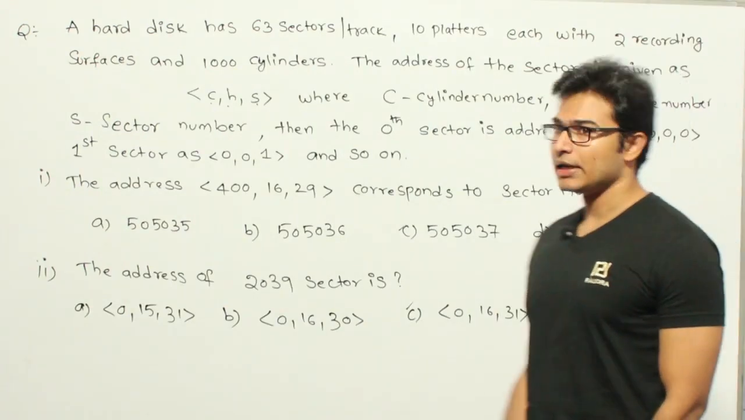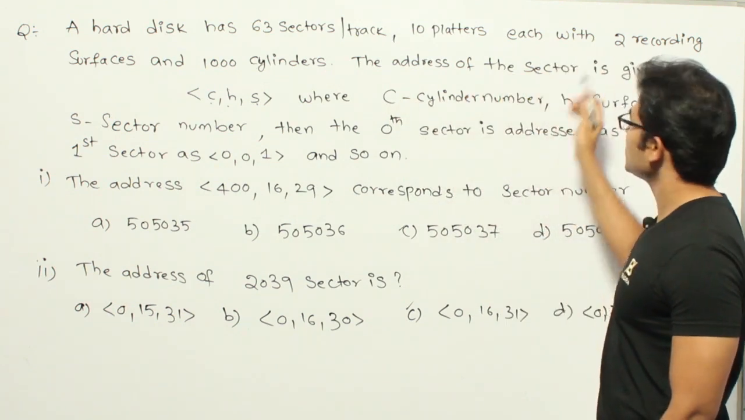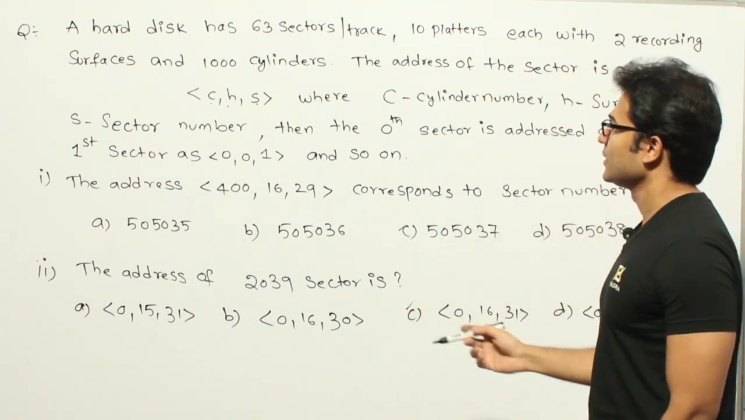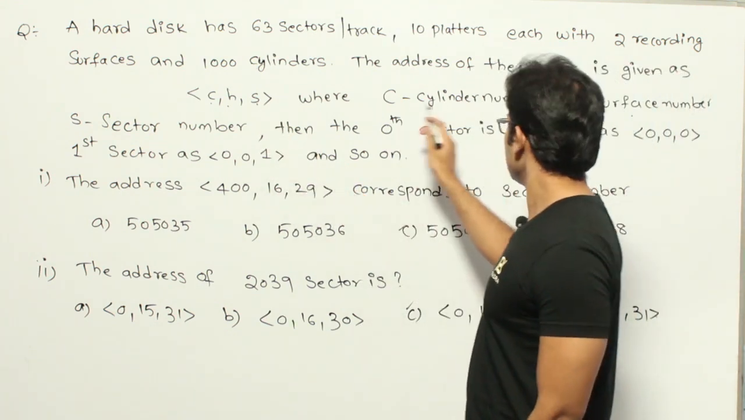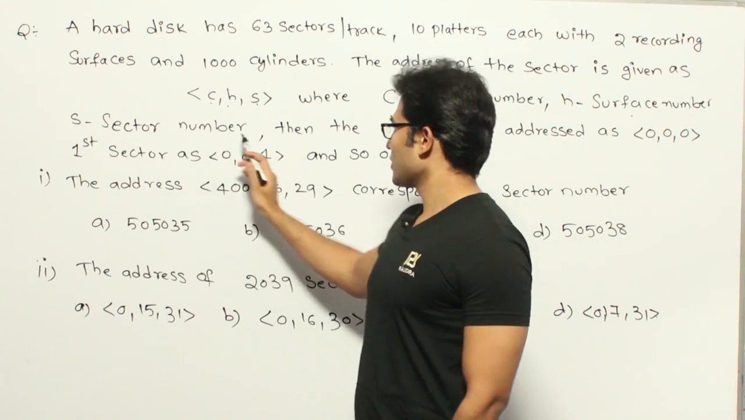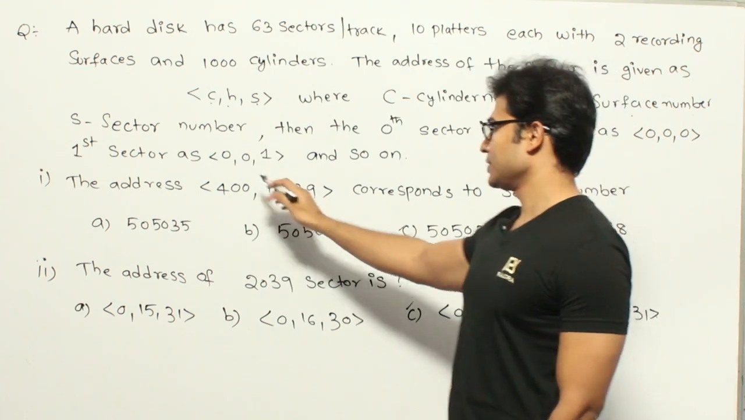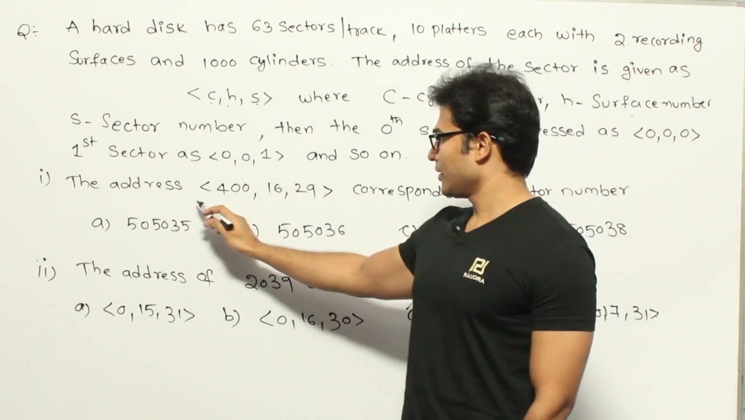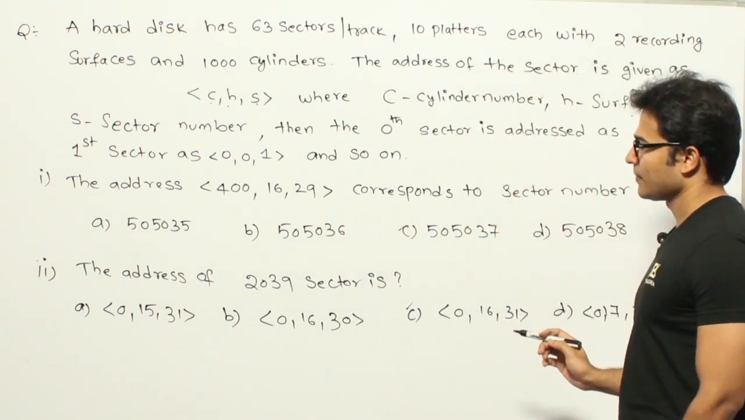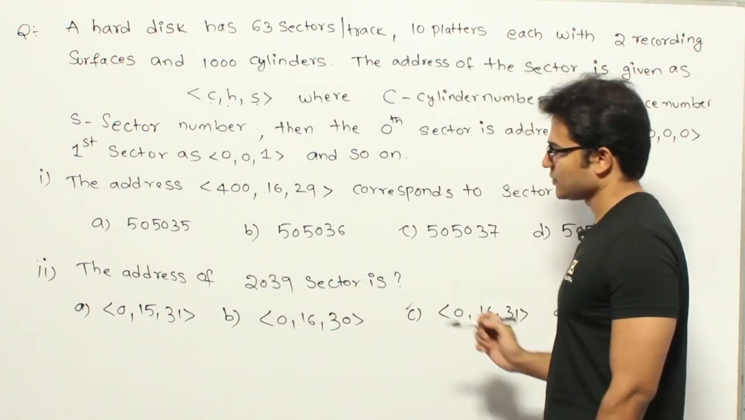Now let's see this question. This is given in GATE. A hard disk has 63 sectors per track, 10 platters, each with 2 recording surfaces and 1000 cylinders. The address of a sector is given as C, H, S, where C is the cylinder number, H is the surface number and S is the sector number. Then the 0th sector is addressed as 000 and the first sector is addressed as 001 and so on. The address 400, 16, 29 corresponds to sector number, and the options are given.